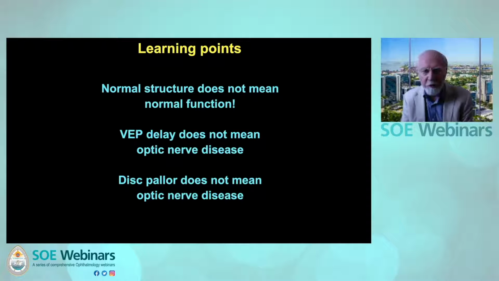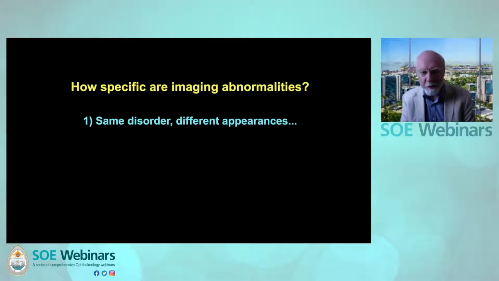So the learning points from these cases are that normal structure does not mean normal function. A VEP delay does not mean optic nerve disease, and disc pallor does not mean optic nerve disease. So what about specificity of imaging? You can have the same disorder with different appearances.